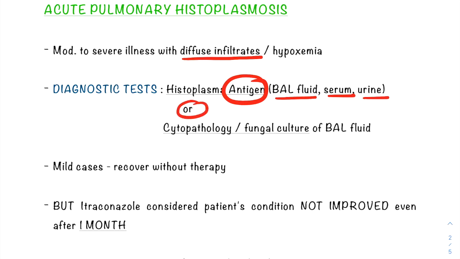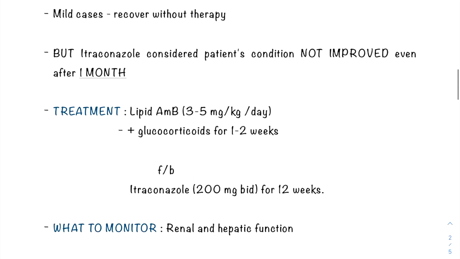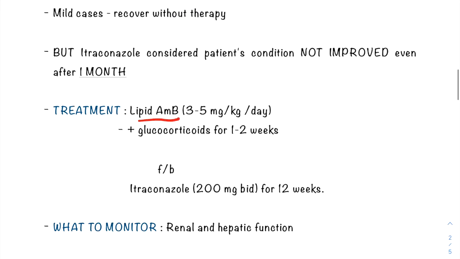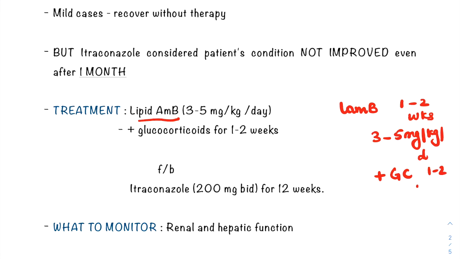Or we can also do a cytopathology of the bronchoalveolar lavage fluid or may send the bronchoalveolar lavage fluid for fungal culture. Now, the treatment is usually the liposomal amphotericin B. It may be combined with glucocorticoids. So, liposomal amphotericin B is the usual treatment given for 1 to 2 weeks, and the dose is 3 to 5 milligrams per kg per day. It is usually combined with glucocorticoids for the 1 to 2 weeks for which it is given.